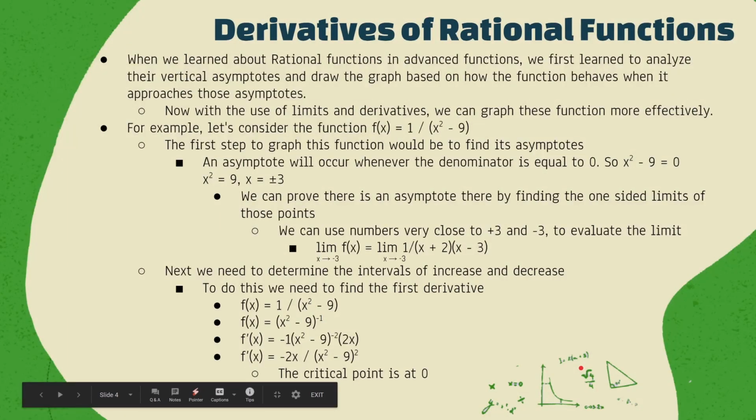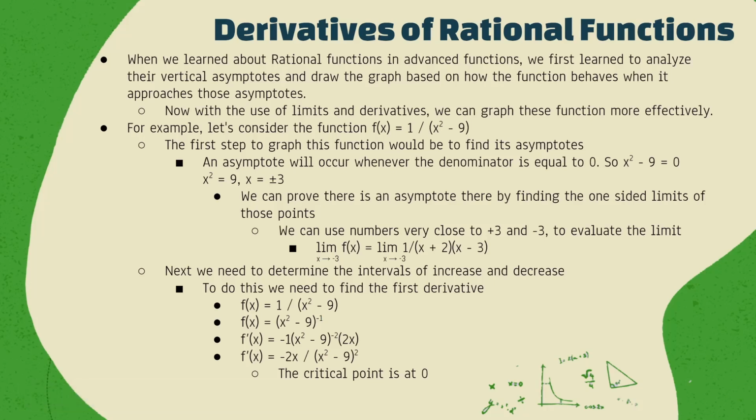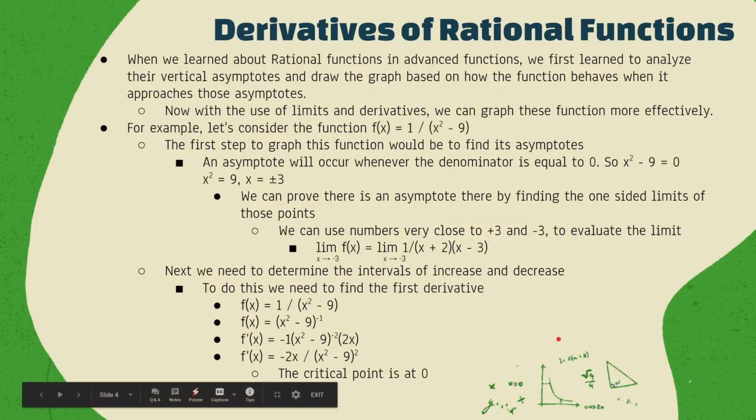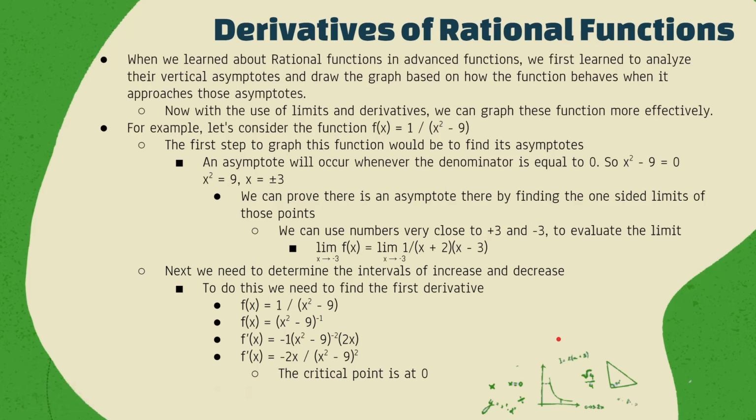The derivatives of rational functions come about in chapter 2, I believe, when we're dealing with the chain rule and the quotient rule. The reason why it comes up is because we're going to be dealing with something that has a fraction, right? We have a variable in our denominator. That is what creates a rational function.